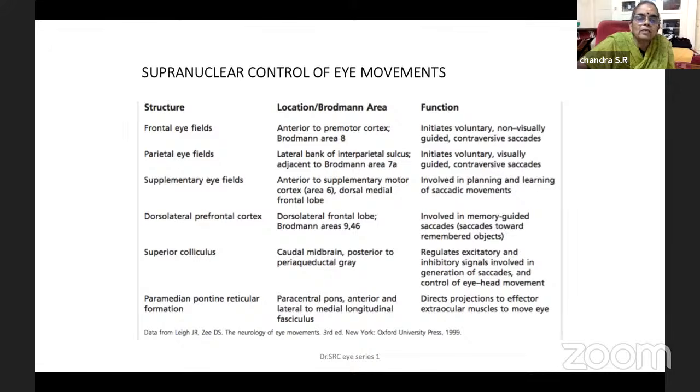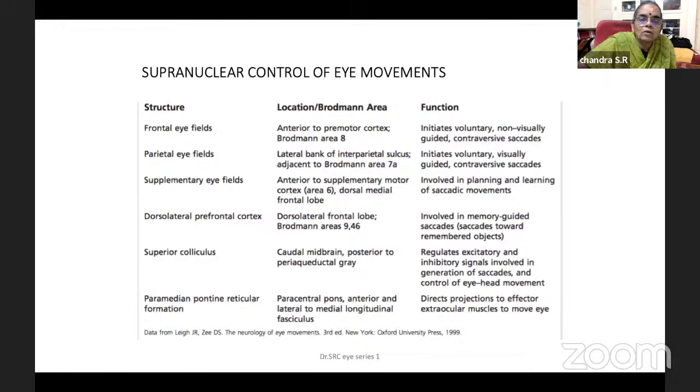And the dorsomedian frontal lobe, Brodmann's areas 9 and 46, is involved in memory guided saccades, saccades towards a remembered object. You enter a house where you have seen a Krishna or some statue, and suddenly you want to generate a saccade there based on previous memory. That is taking place in Brodmann's areas 9 and 46.